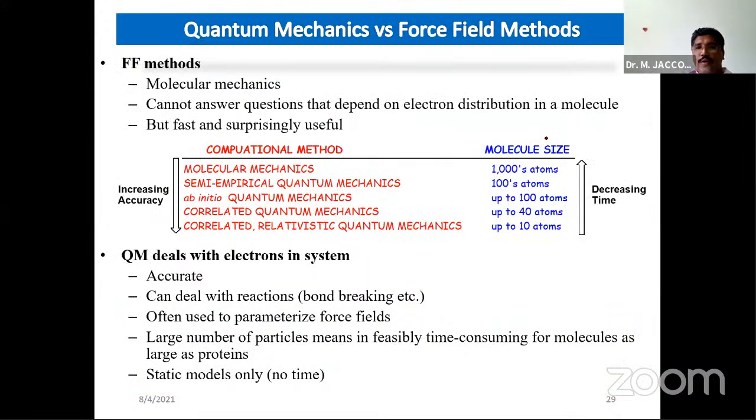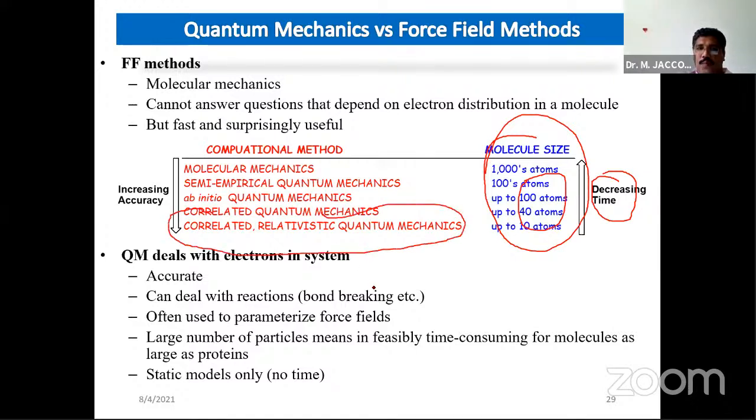As I told you, the accuracy depends on time. When you spend a lot of time, the accuracy depends on how many atoms you are taking. For a smaller molecule, accuracy will be much higher because you are using a more accurate method to get the molecular property. So quantum mechanics, that is DFT or the Hartree-Fock method, is accurate, can deal with reactions, and can be parameterized with the force field, but it is time consuming for large molecules.